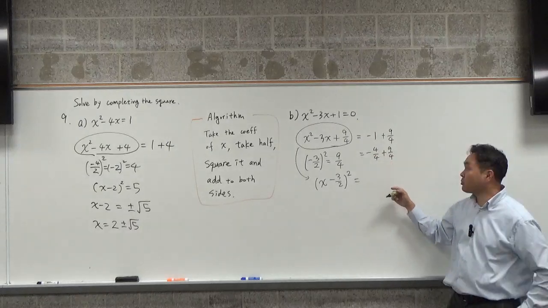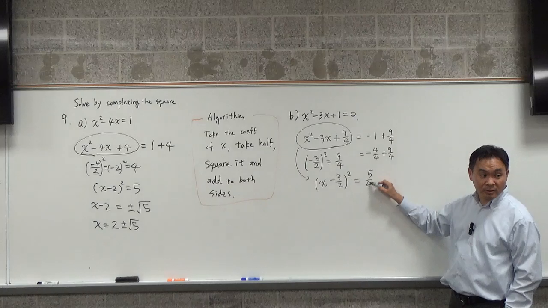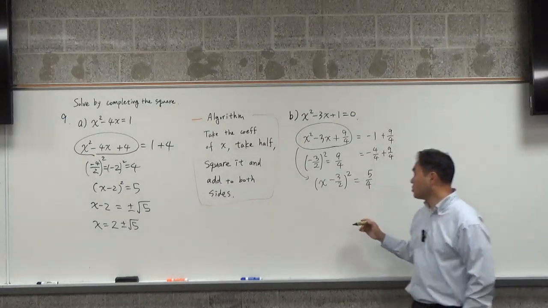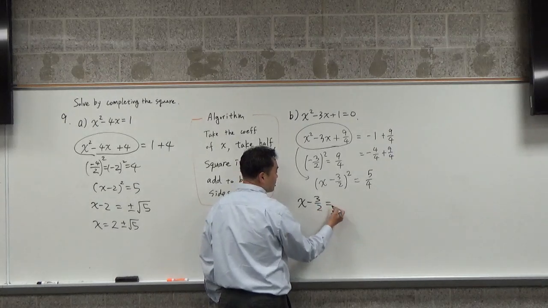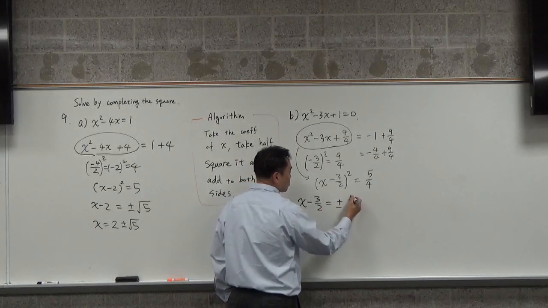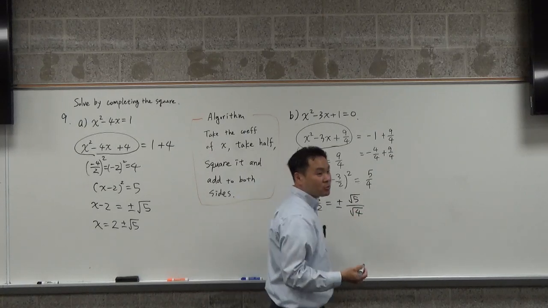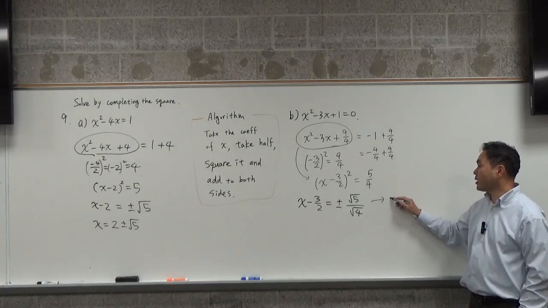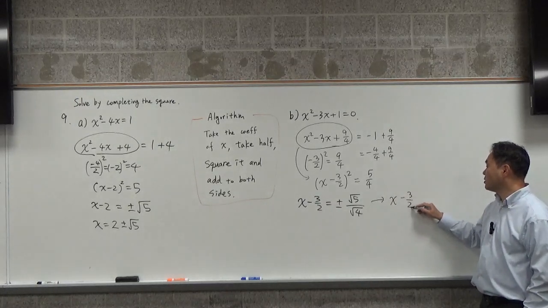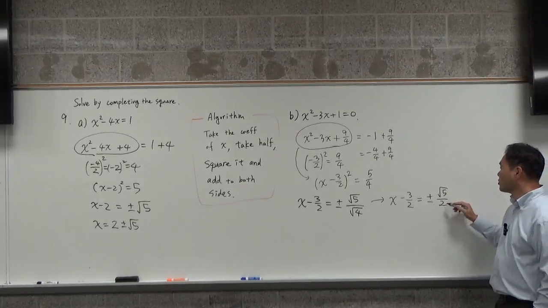What is -4/4 plus 9/4? 5/4, right? And then you take the square root, which is x minus 3/2 equals plus or minus square root of 5 over square root of 4. What's square root of 4? 2. So x minus 3/2 equals plus or minus square root of 5 over 2.